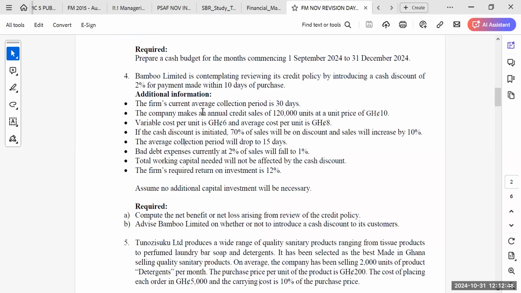But let's deal with this one first. What will be the first one that we can actually calculate over here? It is bad debt, isn't it? Yes. Bad debt is currently at what? 2%. Okay. So bad debt is currently 2% of sales, isn't it? Yes. So the current policy now, we are going to be having bad debt.